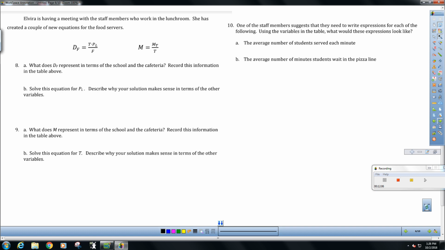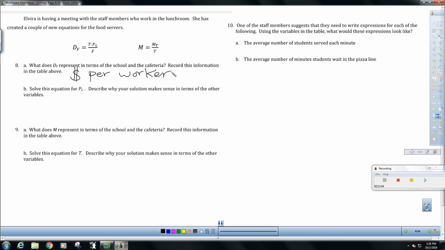What does D sub F represent? Well, it's the total number of lunches times the price per lunch divided by each worker. So it's the money per worker. Whatever that means. I don't think we can pay all of the money received to the workers because we also have to pay for our food and pay for our equipment and stuff.